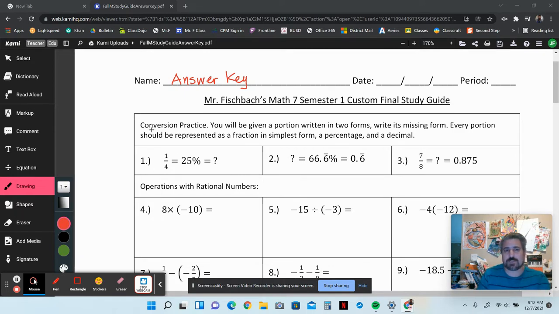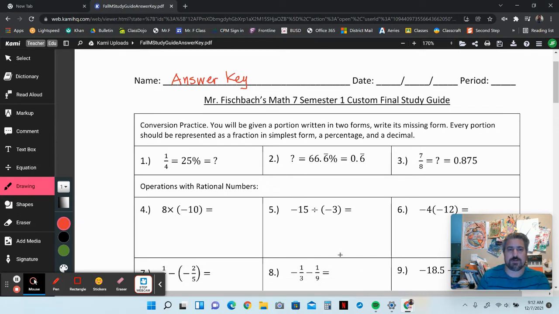Basically, the first section is conversion practice. So what I'm going to do here is show you how to convert from a fraction to a decimal to a percent and vice versa. So basically, we're just going to find the missing value. It says you're starting with 1/4, and that's equivalent to 25%. And they're asking you what's the decimal version of that.